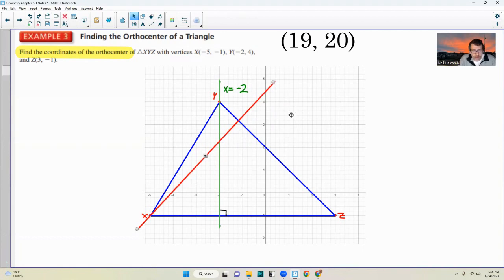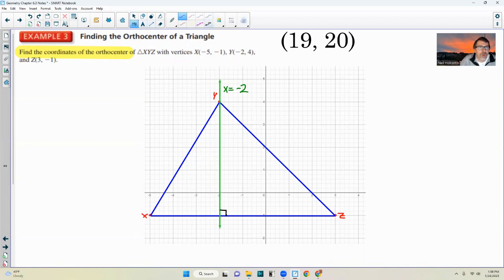Actually, no, I'm not going to delete it. We do not do approximations in math. It has to be precision. So how do I do that? Well, I want to find a line perpendicular to YZ going through the point X.